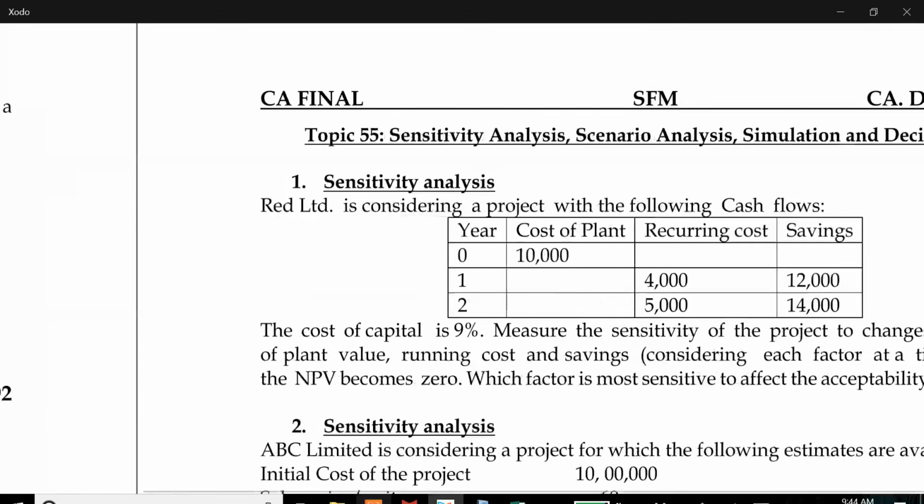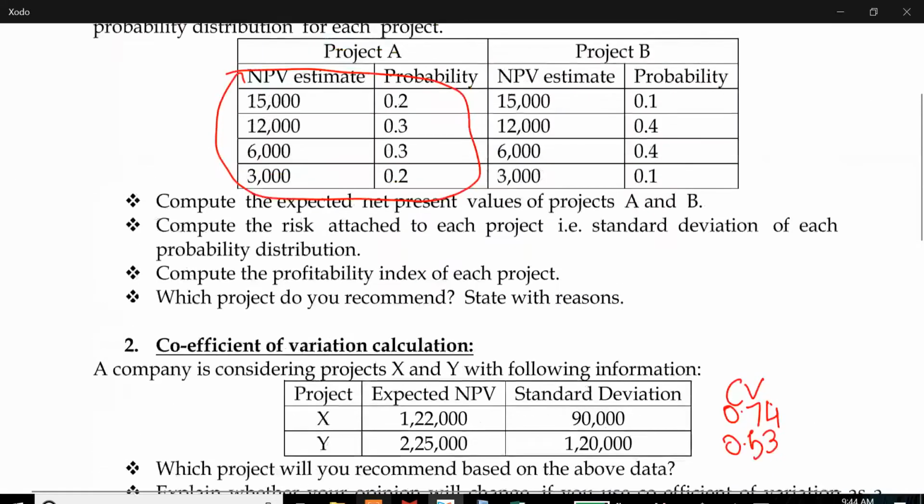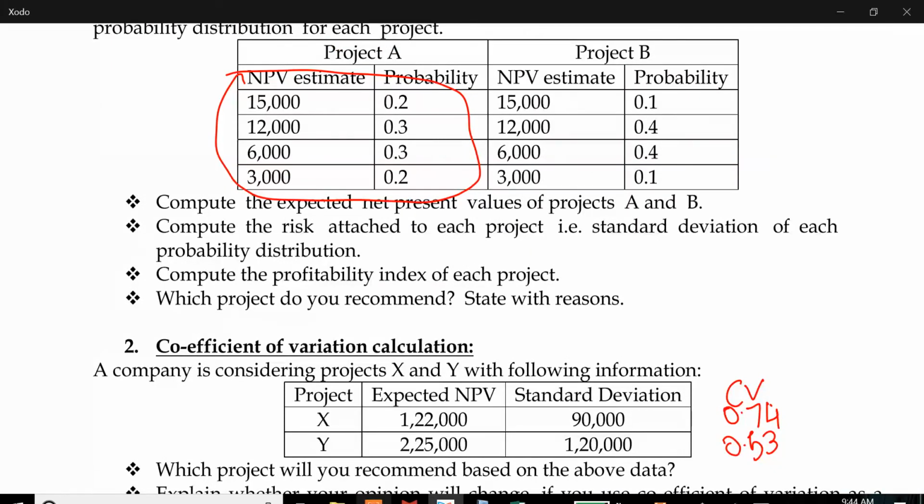In that, first we learned how to calculate standard deviation, which is what we learnt in the portfolio chapter. In the portfolio chapter we used to write return, probability, product, deviation. Here it is NPV, probability, product, deviation and PD square. Compute standard deviation, compute expected NPV. We also learnt about calculation of the coefficient of variation.